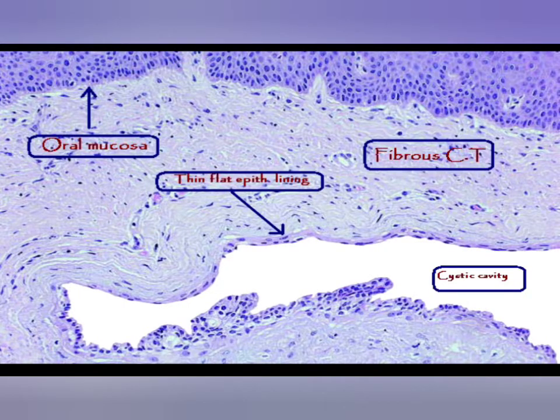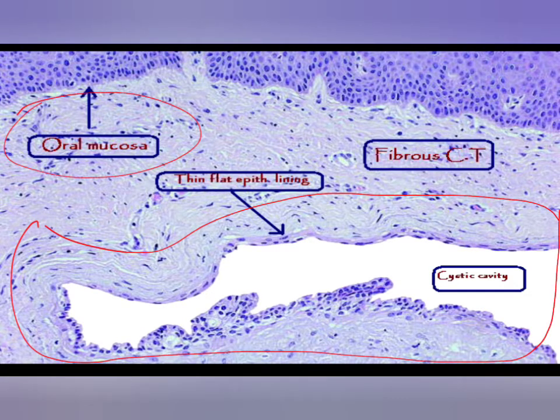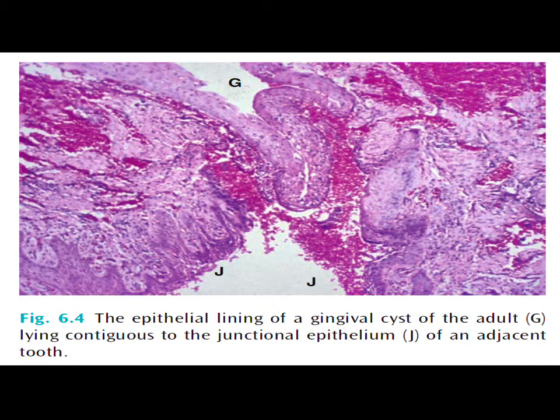So, in this particular picture, you can see a cystic cavity in the connective tissue with an overlying epithelium. Now, in the cystic cavity, you can see a very thin epithelium, and in a focal area, you can see epithelial proliferation or thickening. In this next picture, you can see that the lining of the gingival cyst of adult is continuous with that of the junctional epithelium of the gingiva.